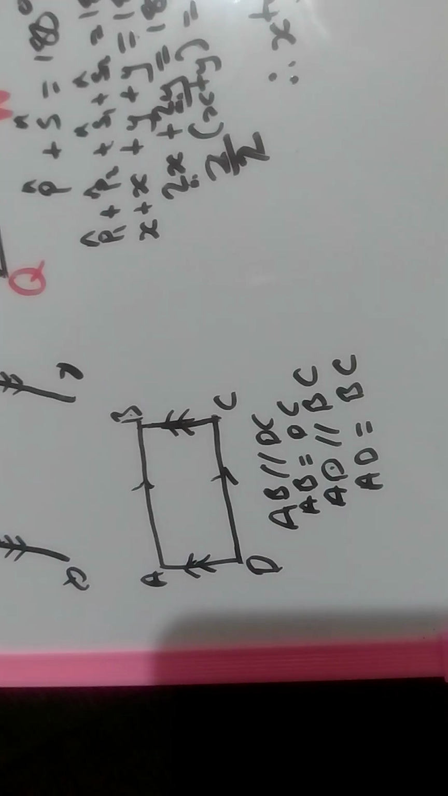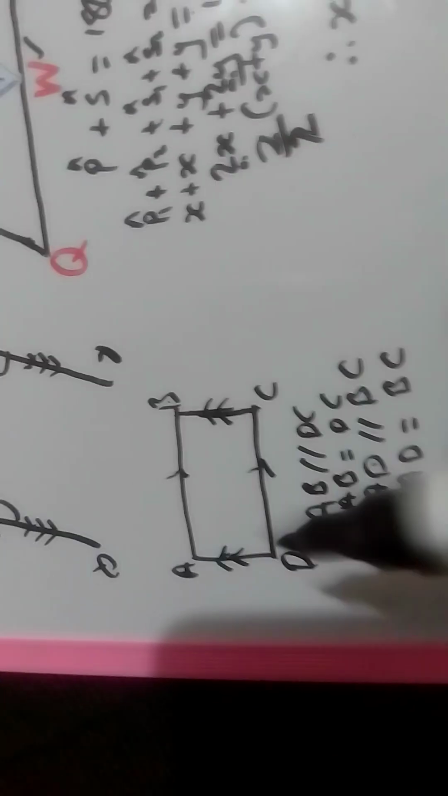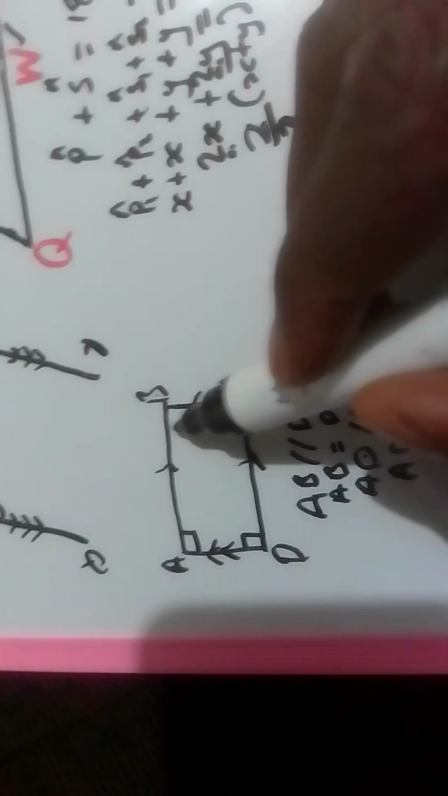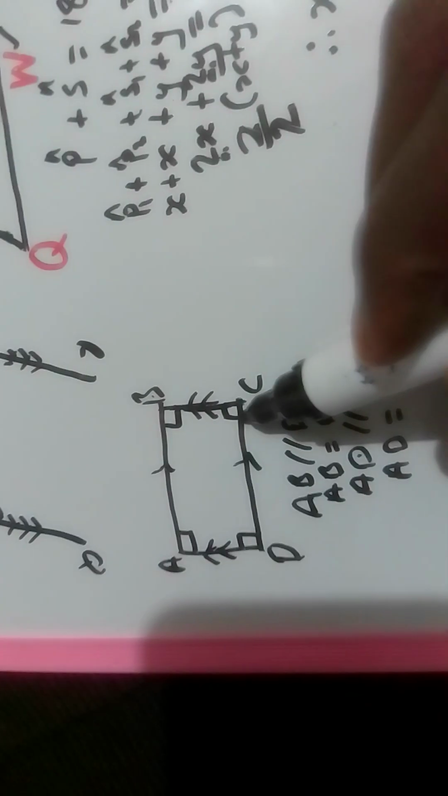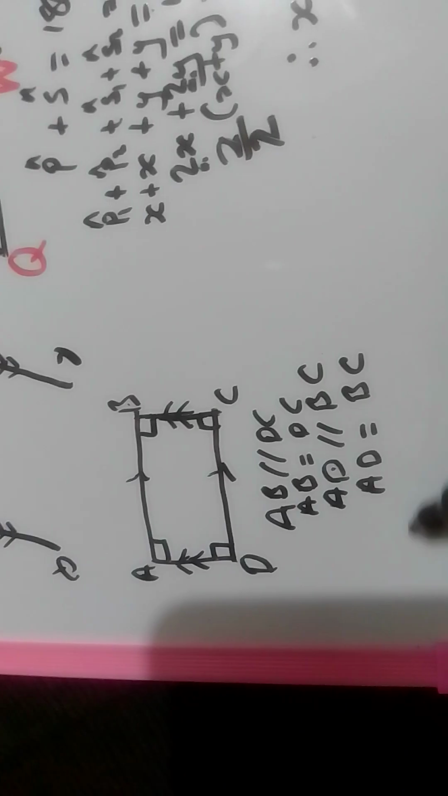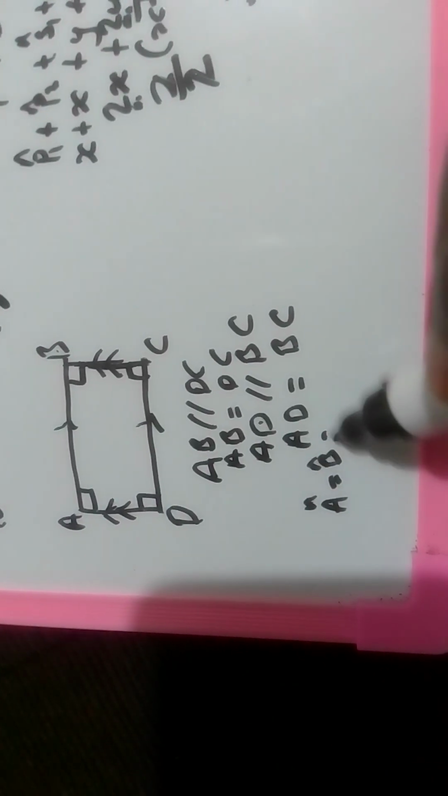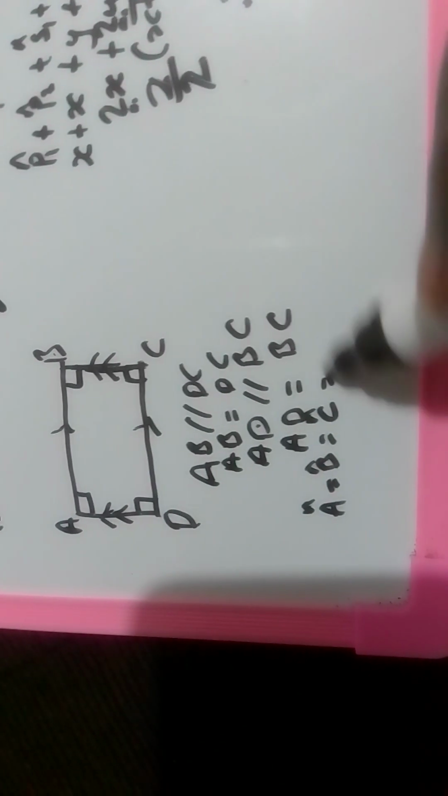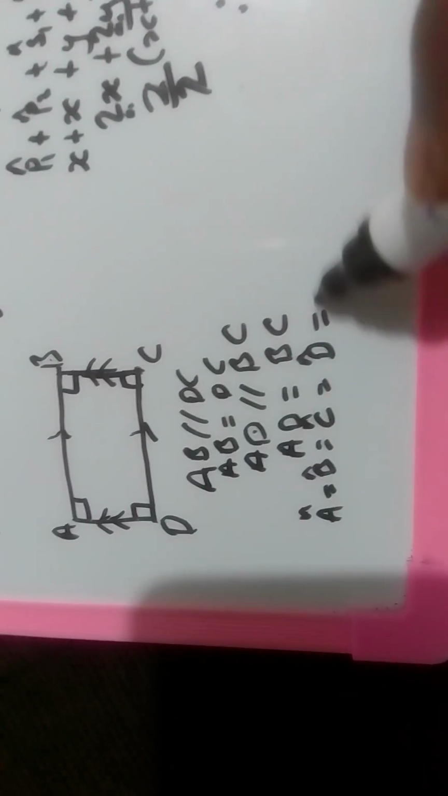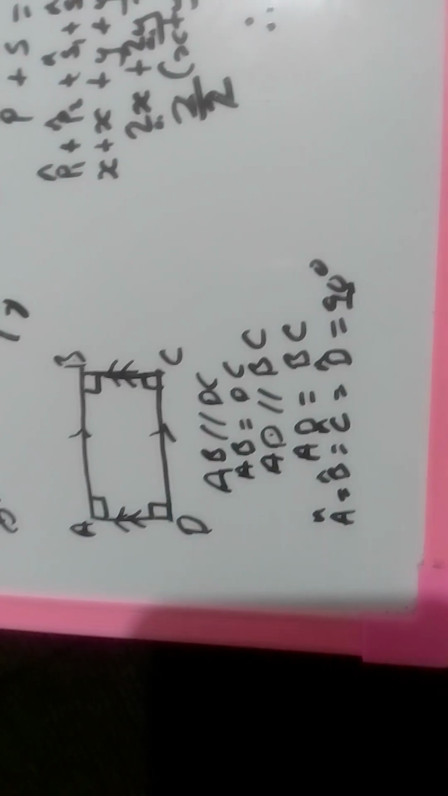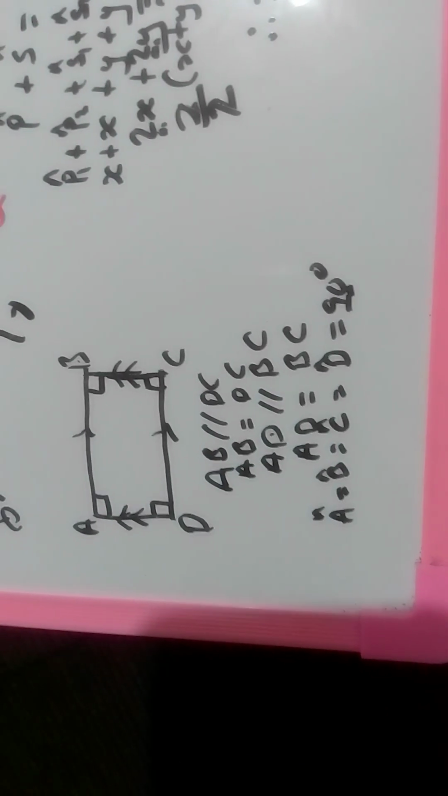Now, what you need to understand about a rectangle is the fact that here, angle D, angle A, angle B, and angle C, there is 90 degrees. So I now write that angle A is equal to angle B, which is also equal to angle C, which is equal to angle D, which is equal to 90 degrees. Right? All right.